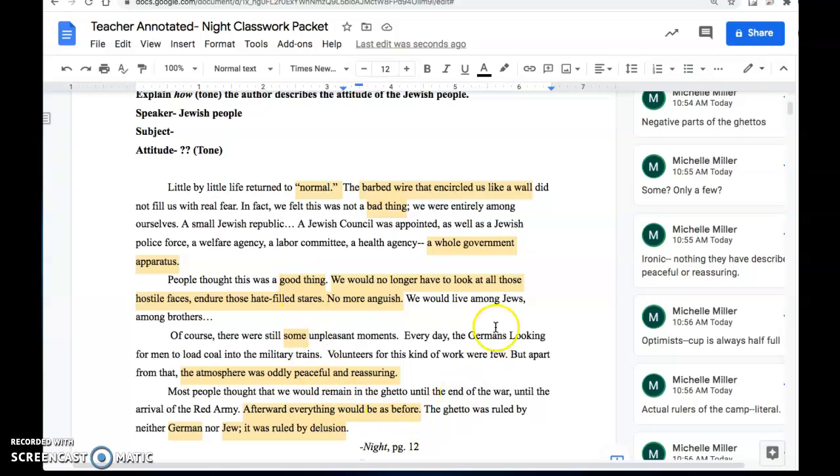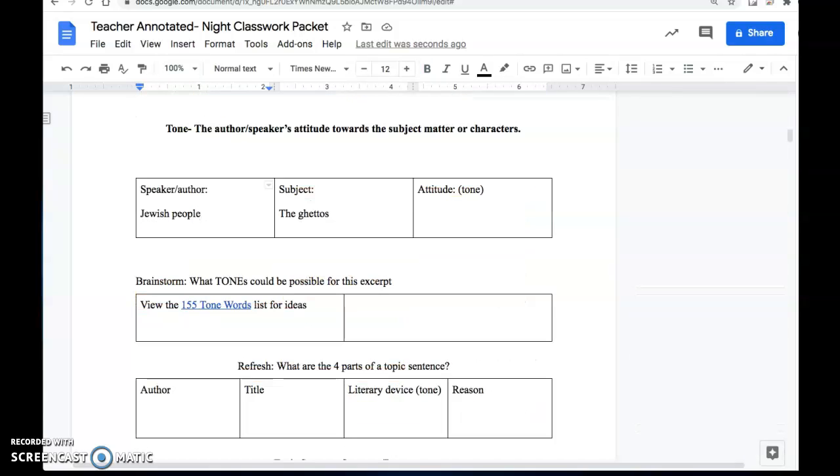All right, so we've annotated this whole excerpt, right? And now we need to find the subject. The subject for this would just be the ghettos or the new situation that they've been put in, right? This is all about how they're adjusting to ghettos. How do the Jewish people feel about it? Well, that's how we're going to find out the tone. So if you scroll down to page 2, it starts by giving you this 3-part box to find the tone. I took these from page 1, so we know that the speaker or the author in this case is the Jewish people. And how do they feel about the ghettos? So that's how we need to decide the tone.